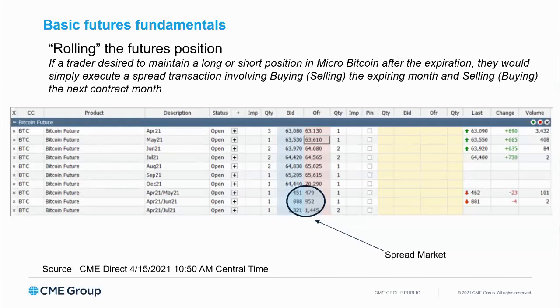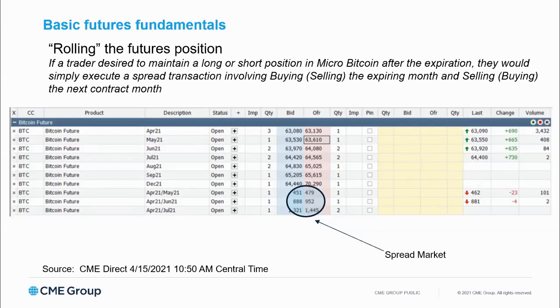And so right here, this is a snapshot of the Bitcoin order book and you'll see we have highlighted the spread market down here. And you'll see that the April-May spread has a bid offer of 51.79. So there are spread transactions that you can do, and there are market makers that come and quote these spread transactions near last trading day because they know people are going to be rolling. So we want them to be able to roll and find the liquidity that they're looking for.